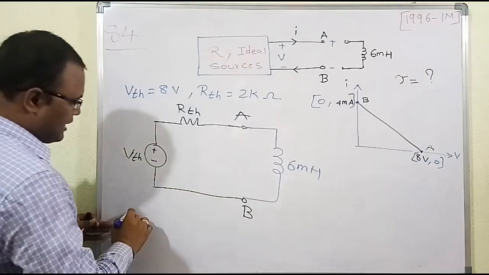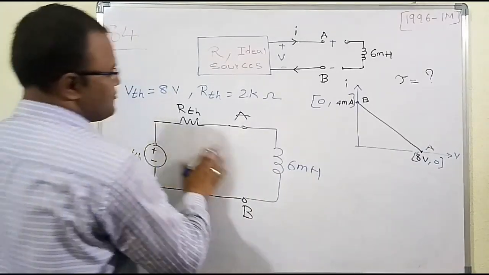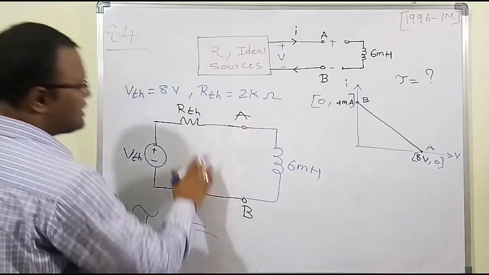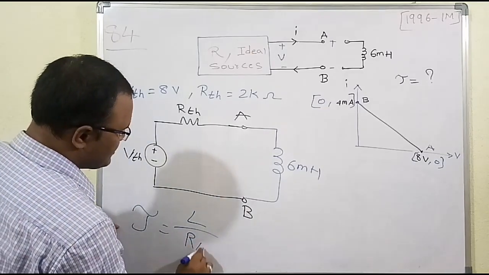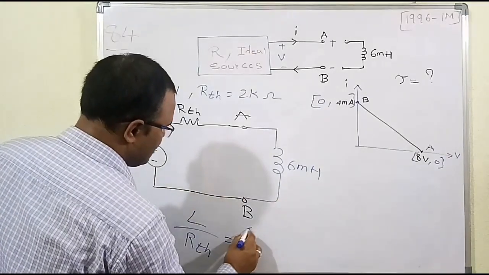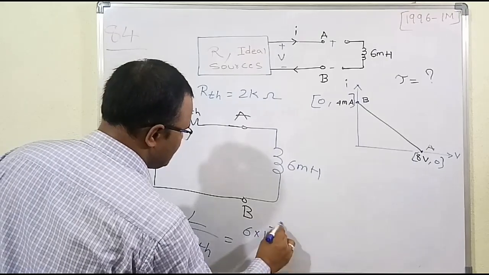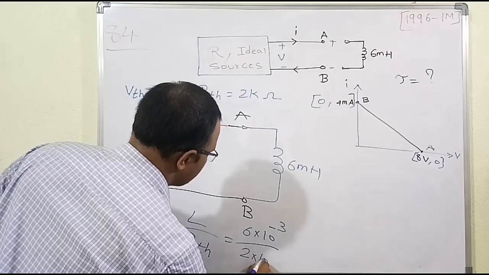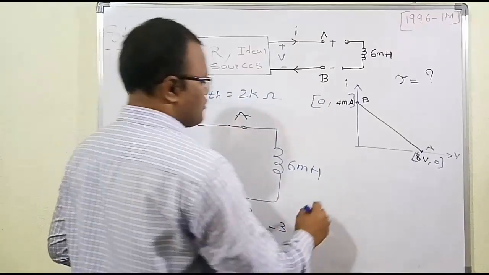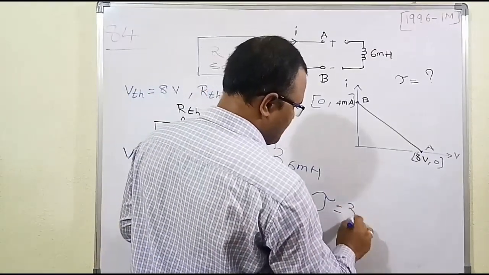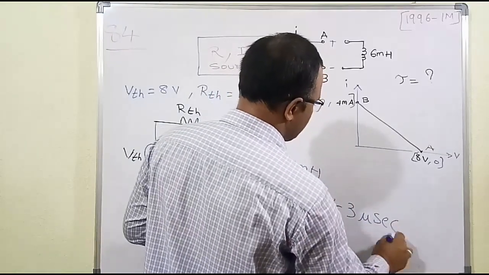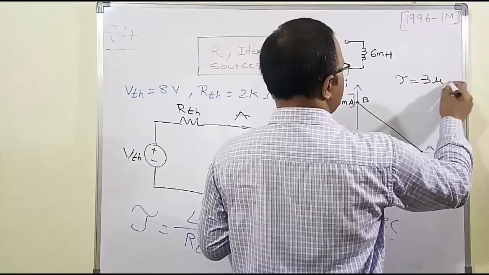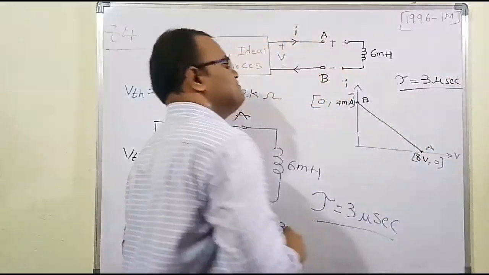So now we need to find the time constant. This is an RL circuit, a series RL circuit. For a series RL circuit, the time constant is L by R. Here R is equal to RTH. So L by RTH. L is equal to 6 millihenry, 6 into 10 to the power of minus 3, by RTH, which is already known, 2 into 10 to the power of 3 ohms. If we do the calculation, the time constant is equal to 3 microseconds. So the time constant of the circuit is 3 microseconds, which we figured out in this numerical.